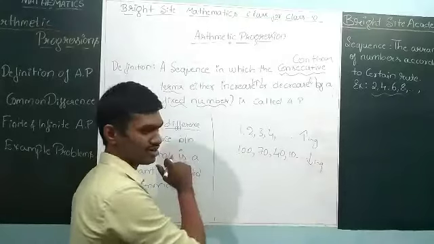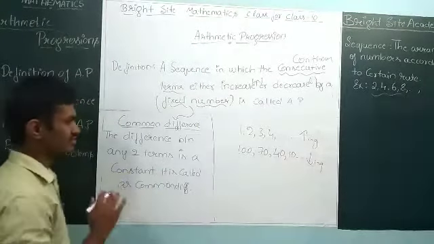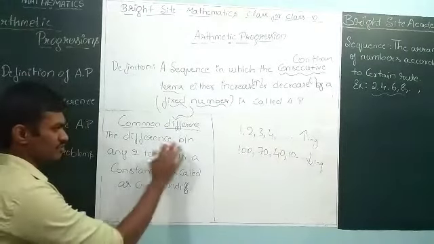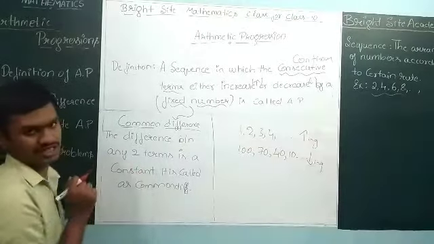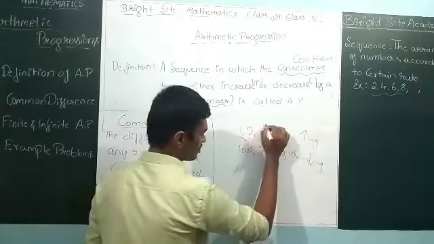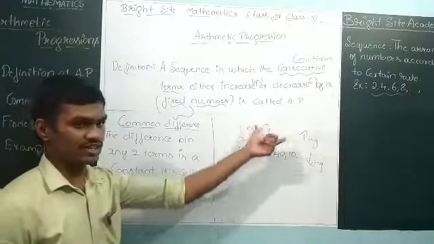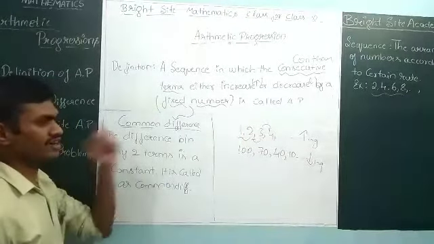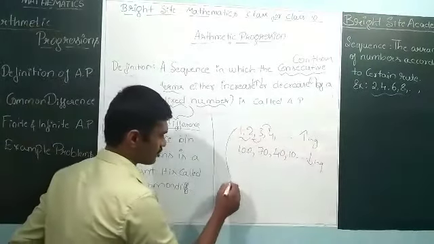So what is the fixed number here? The fixed number is the common difference. Then what is the common difference? The difference between any two numbers of that sequence should be constant. You take these two numbers, or these two, or these two. The difference between any two of these terms should be constant. That is called the common difference.